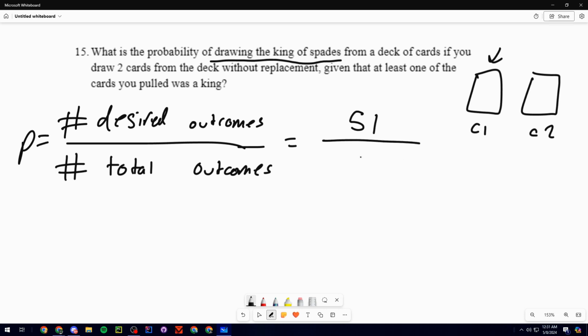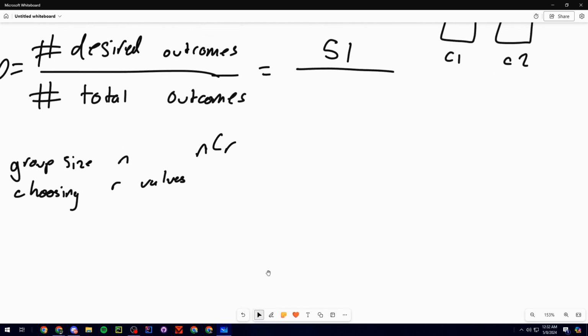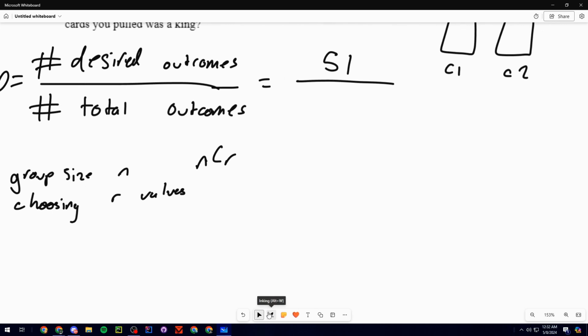Okay, now, what are the total outcomes? This is where I'm going to bank on the choosing formula. And if you don't know what the choosing formula is, I explained it in the Mr. Robo video. But what it is basically saying is, out of a group of size n, I'm choosing r values. This is just called n choose r, and it is one of the biggest parts of counting in math team.